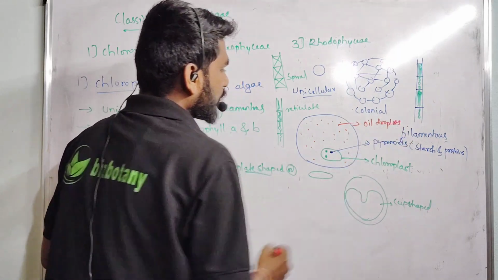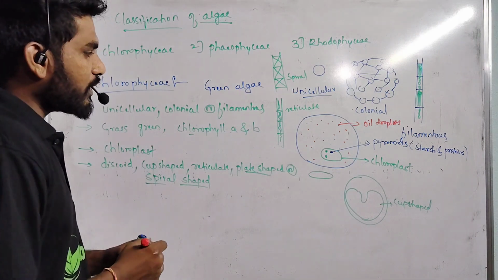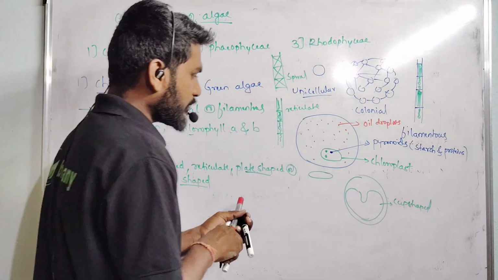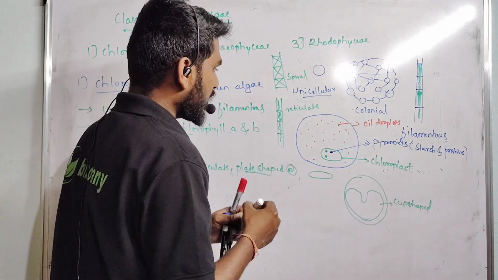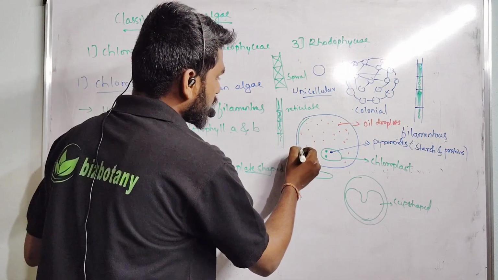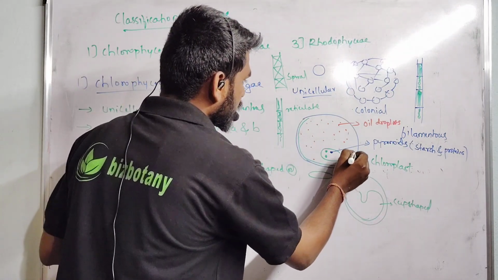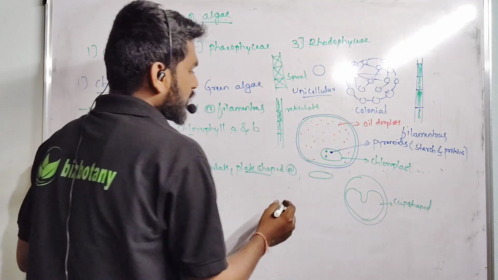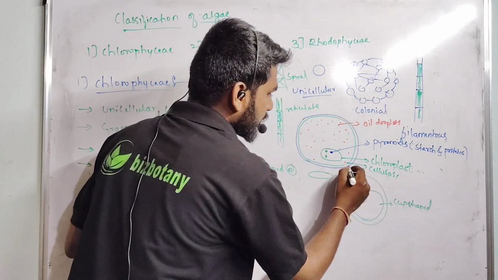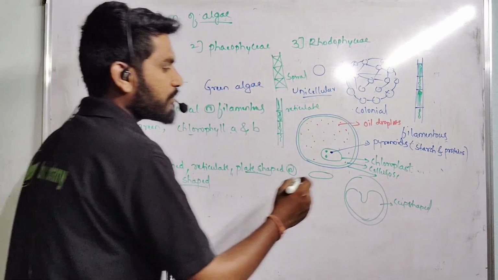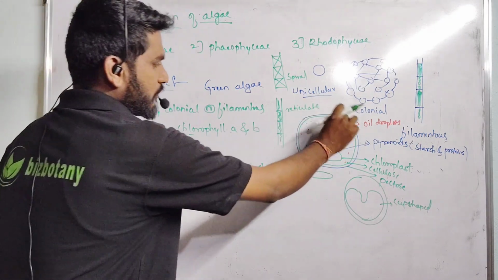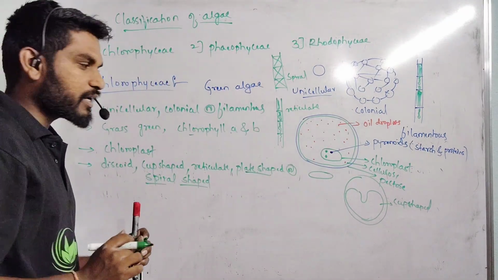The cell wall of Chlorophyceae algae is somewhat rigid. It is made up of two layers. The inner layer of the cell wall is made up of cellulose, and the outer layer is made up of pectose. That's why the cell wall of Chlorophyceae algae is rigid.